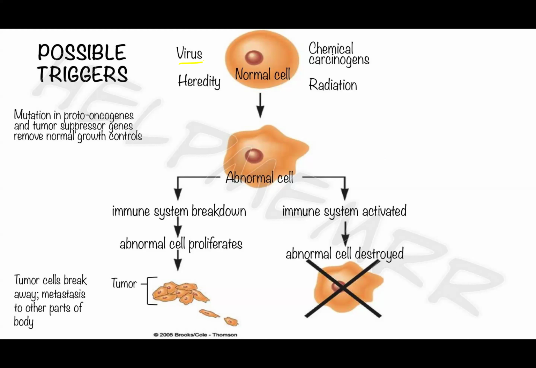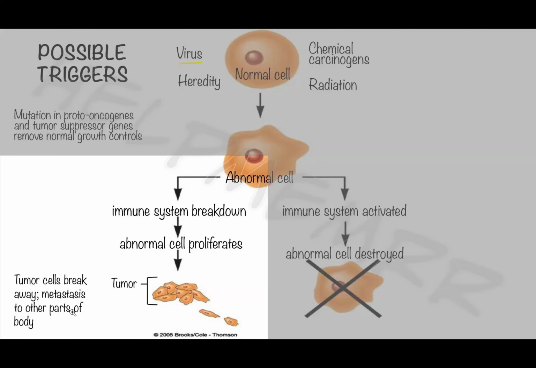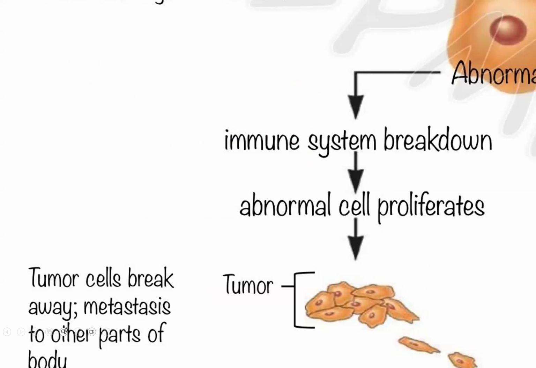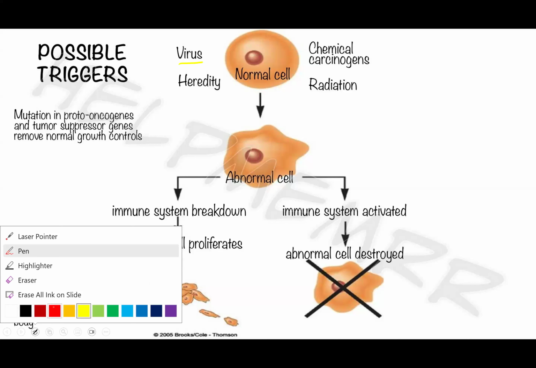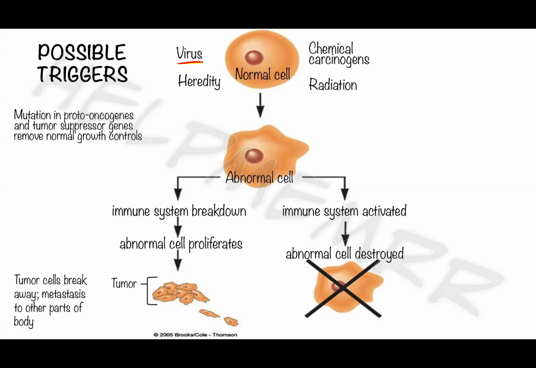A virus can actually alter genetic information. Heredity, is there a susceptibility? Chemical carcinogens, radiation. These all can take a normal cell and make it abnormal.